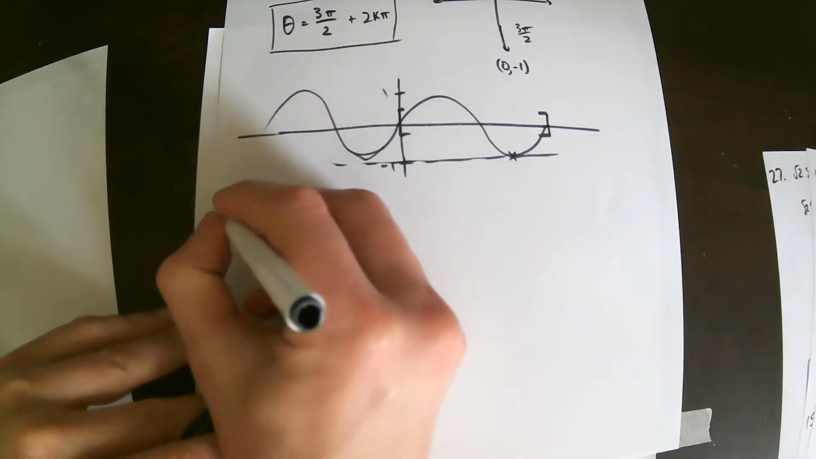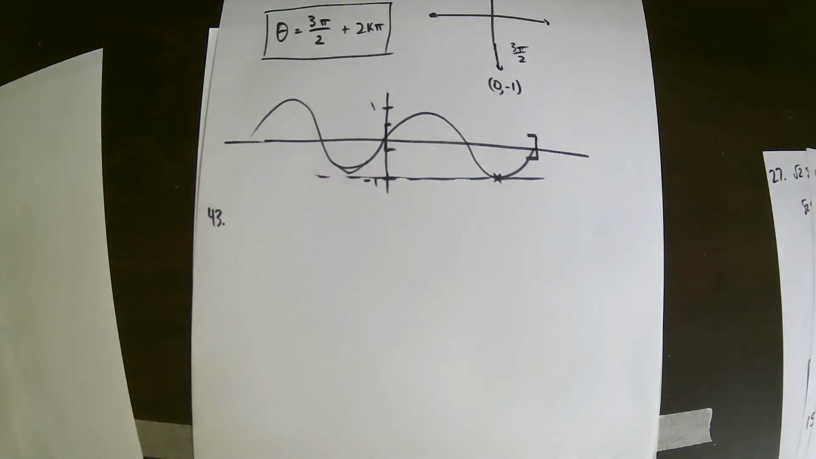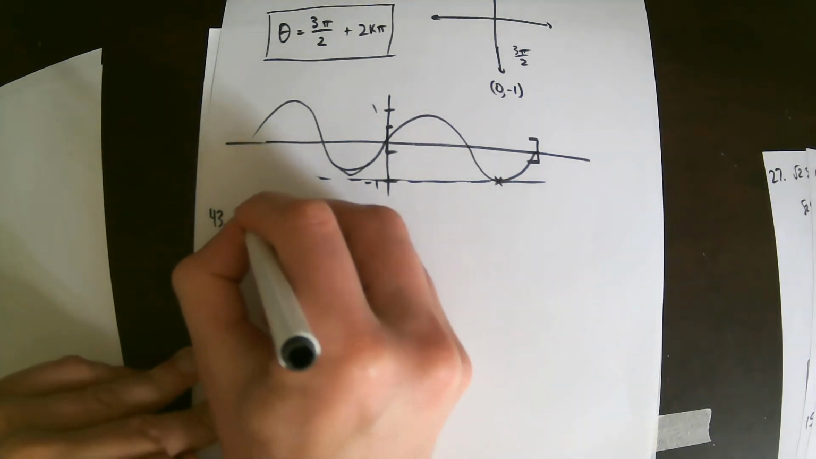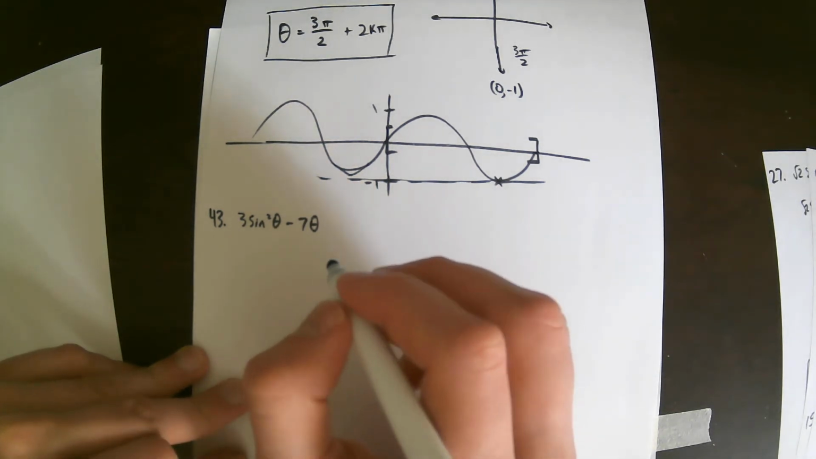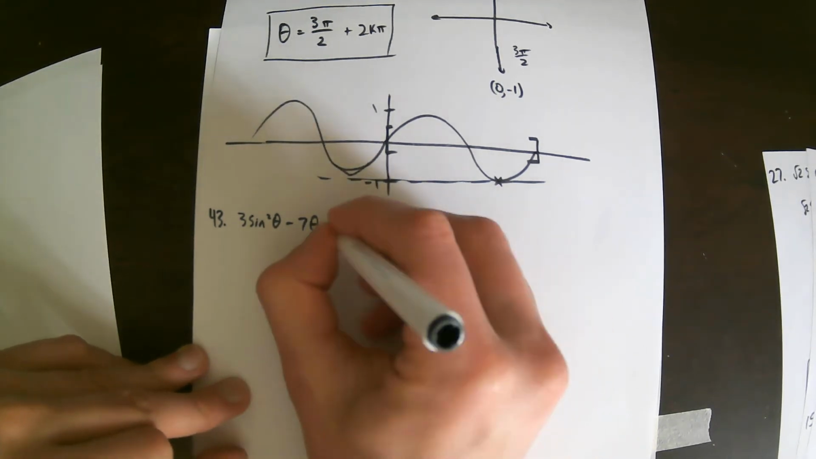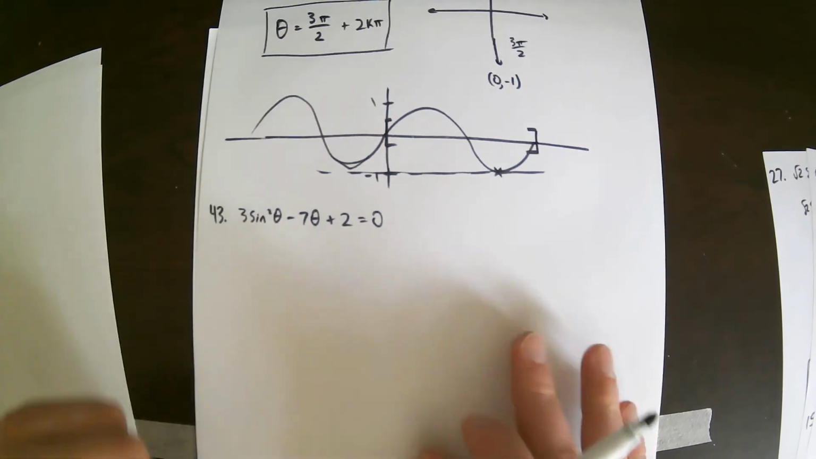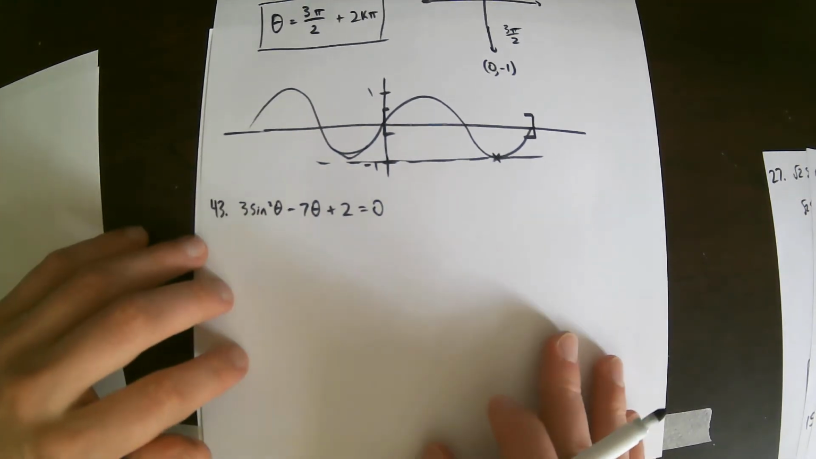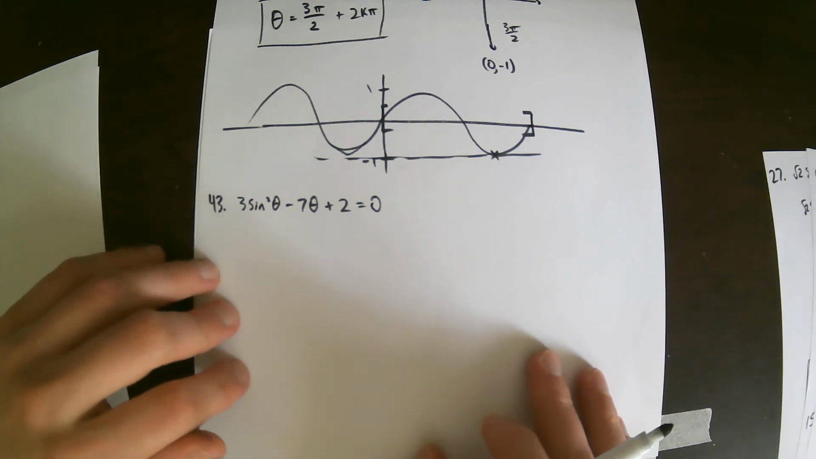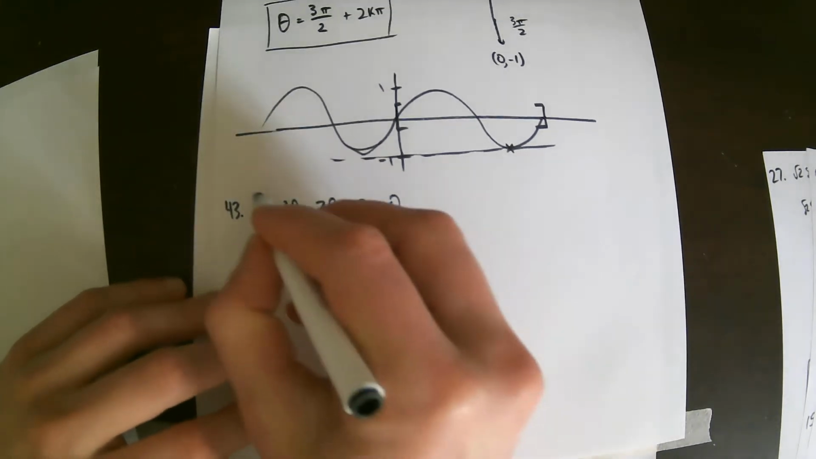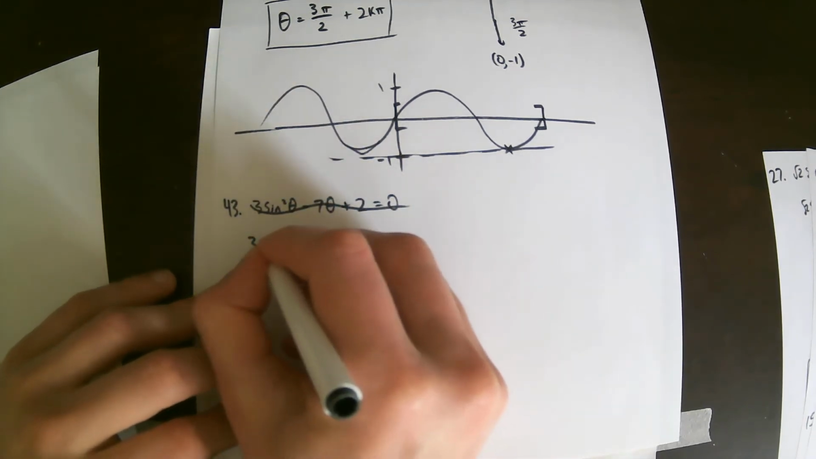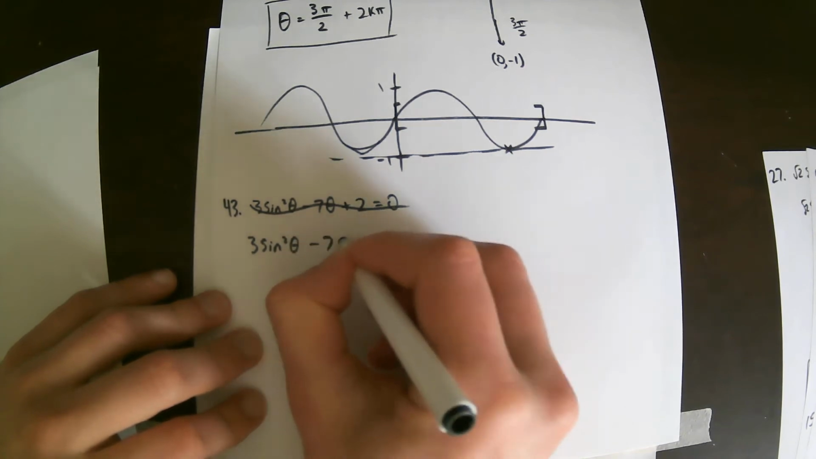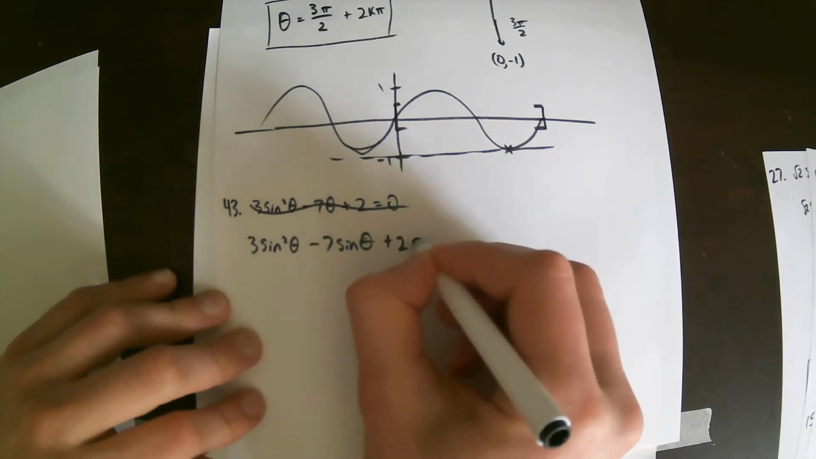Okay, number 43 says, oh, I lost it. Where is it? Oh, plus 2. Okay. So, oh, no, I messed this up. It shouldn't be 7 theta. Yeah, okay. It's 3 sine squared theta minus 7 sine theta plus 2 equals 0.